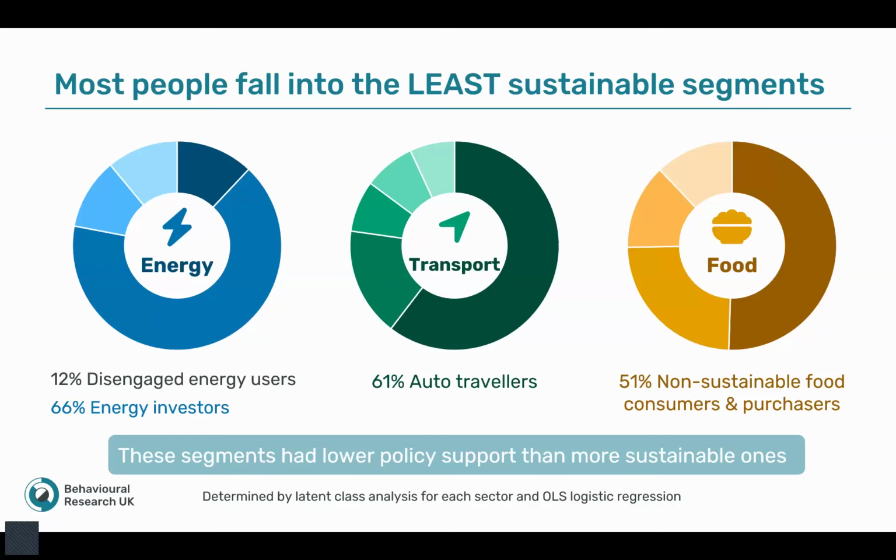In the transport sector, 61% were auto travelers who are completely car dependent. And in terms of food, we have 51% who are non-sustainable food consumers and purchasers. And they are frequently eating meat and had very minimal sustainable purchasing behaviors, such as buying in-season food or food products with minimal packaging. And regarding their policy support, these least sustainable segments usually had lower policy support than the more sustainable ones.